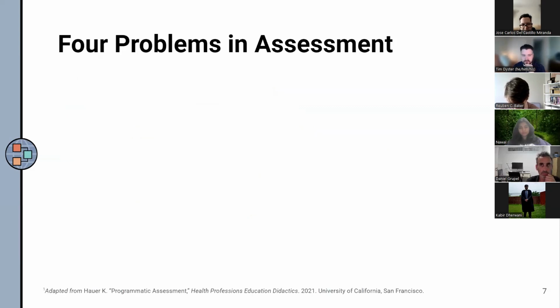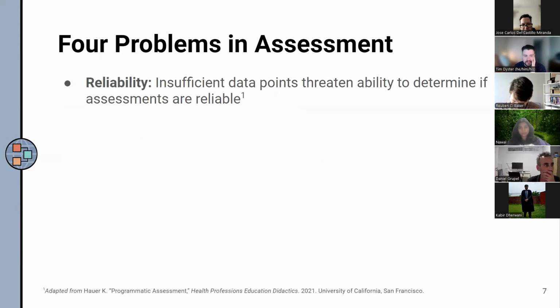So to start off, let's talk about some of the problems that exist in learner assessment. Three of these are adapted from a talk that Karen Hauer gave at UCSF. Karen Hauer is one of the leading thinkers about assessment in medical education. So the first issue that we have in assessment in med ed is reliability. We often have insufficient data points, and this threatens our ability to determine if our assessments are reliable.